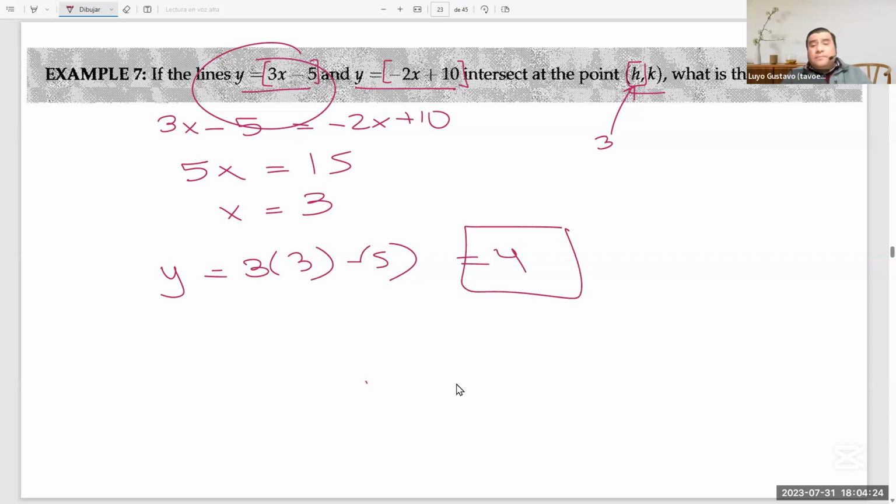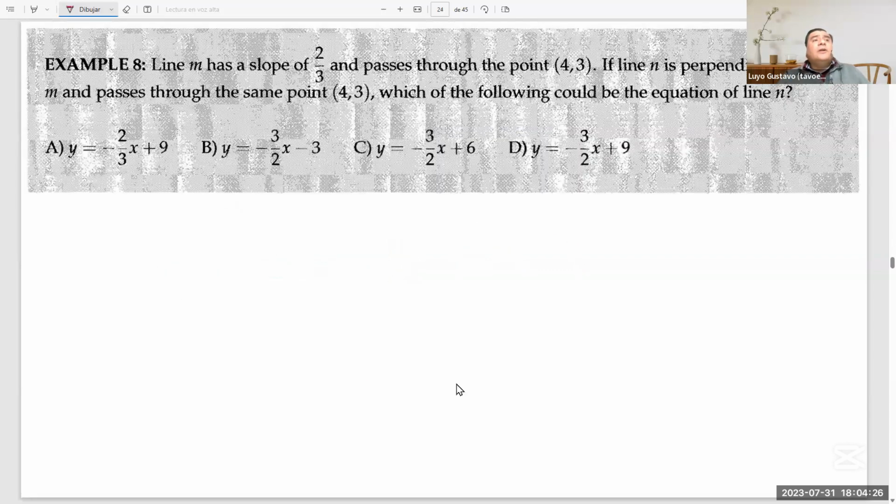Okay, so let's try one more. One last, I believe. Yes. Now, take a look. Line M has a slope of 2/3 and passes through the point 4, 3. If line N is perpendicular to line M and passes through the same point 4, 3, which of the following could be the equation of line N? Interesting, right? Okay, you have all the tools to determine this.